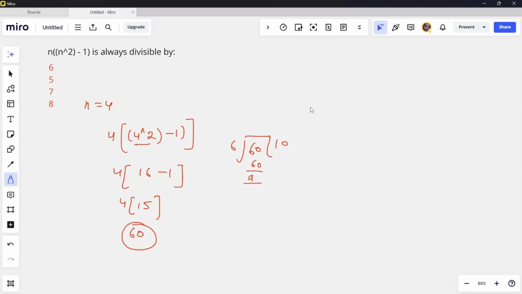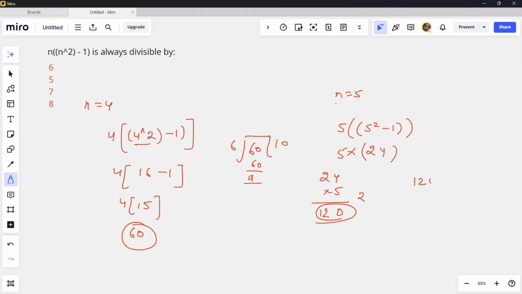Now let's take another random value of n. I am taking 5 here. n equals 5. Now substitute this value into the expression: 5 times (5 squared minus 1). So 5 squared is 25, minus 1 equals 24, into 5. So 24 into 5, what will be the value? 5 times 4 is 20, 0, 2 carry, and it becomes 120.